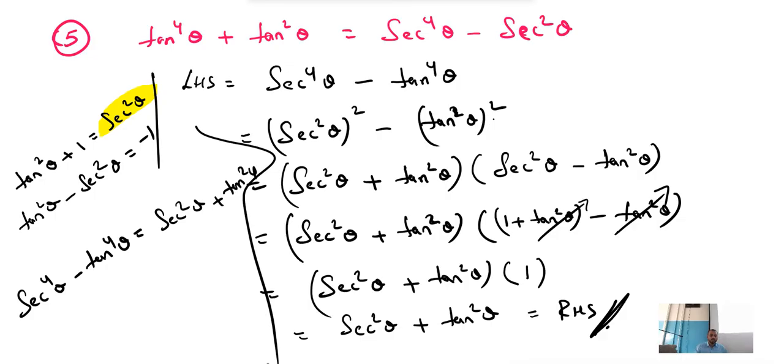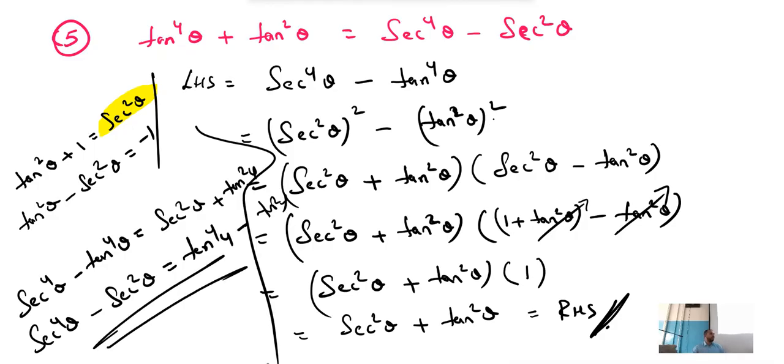Now, again interchange. Simple. Can we interchange? How? Can we write secant power 4 theta as it is, plus secant square theta coming to this side, minus secant square theta, equals minus tan power 4 theta going that side, plus tan power 4 theta, plus, sorry, minus tan square theta. Therefore, LHS equals RHS.